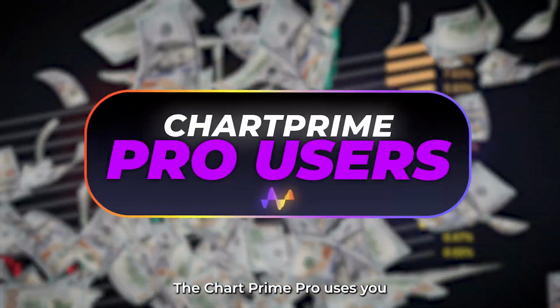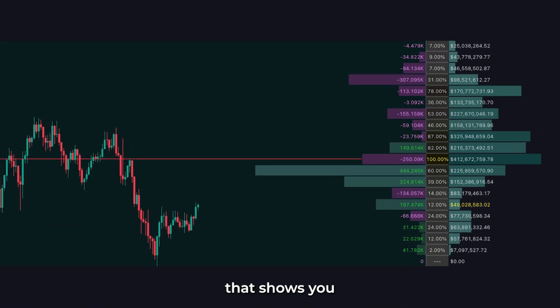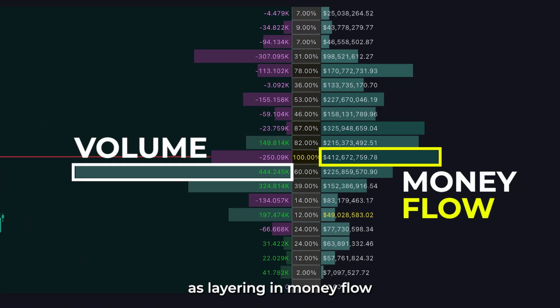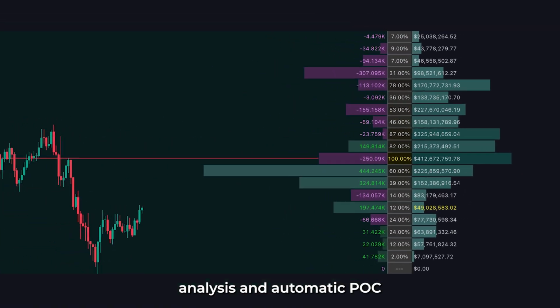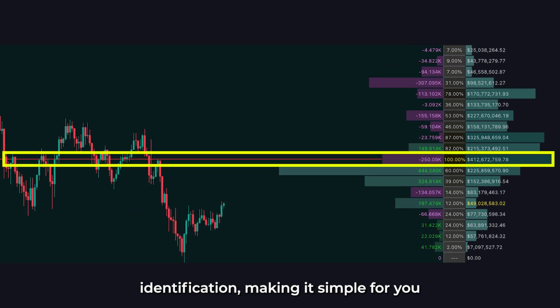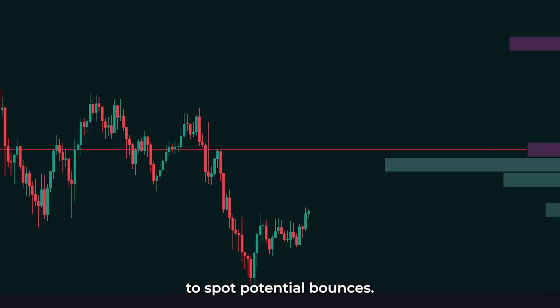For Chart Prime Pro users, you of course have our profile that shows you all these SR insights, as well as layering in money flow analysis and automatic POC identification, making it simple for you to spot potential bounce zones.